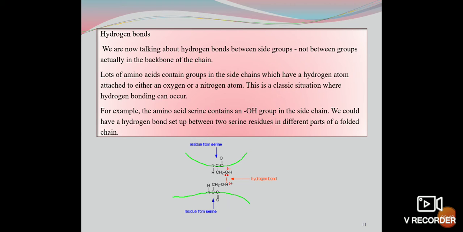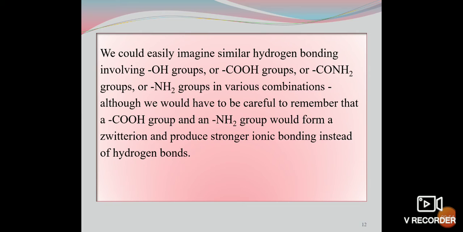So here we can see the OH and the OH of the two different amino acids, two molecules of the same amino acid, and they are forming a hydrogen bond. We could easily imagine similar hydrogen bonding involving OH groups or COOH groups or CONH2 groups or NH2 groups in various combinations. Although we have to be careful to remember that a COOH group and an NH2 group would form a zwitterion and produce stronger ionic bonding instead of hydrogen bonds.